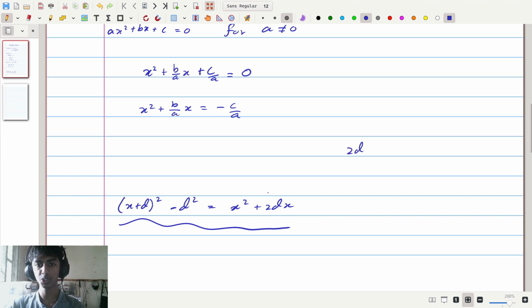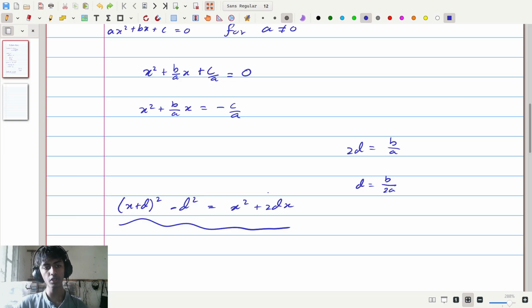Suppose that 2d is equal to b divided by a. This would mean that the constant d is equal to b divided by 2a. So then that means that whatever this d squared we have to subtract in order to get the form on the right, on the left, would have to be d squared, which is b divided by 2a whole thing squared.